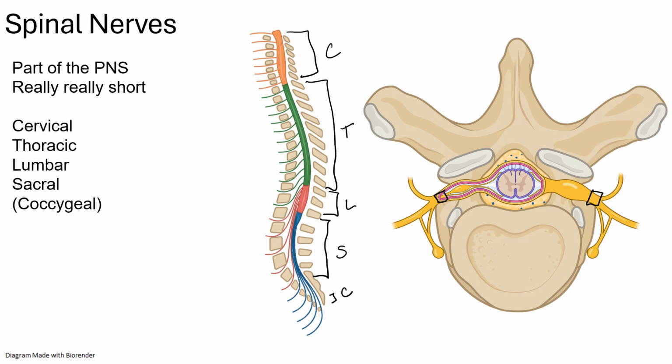The next slide will help us visualize this even more. But I'm sorry, I do want to label these two things here. Those are the spinal nerves, the left and the right.